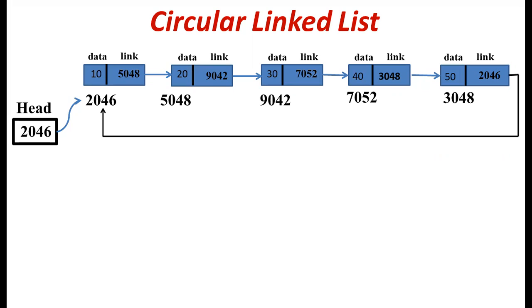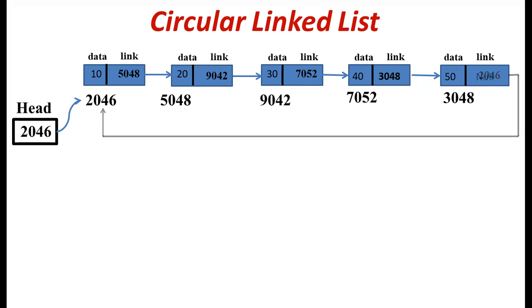So here we can say: a circular linked list is a variation of the linked list in which each element points to the next element and the last element points to the first element. Both the single linked list and double linked list can be made into a circular linked list. So we can have a circular single linked list and a circular double linked list.